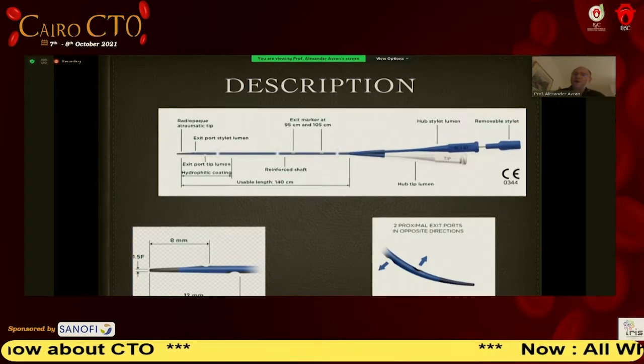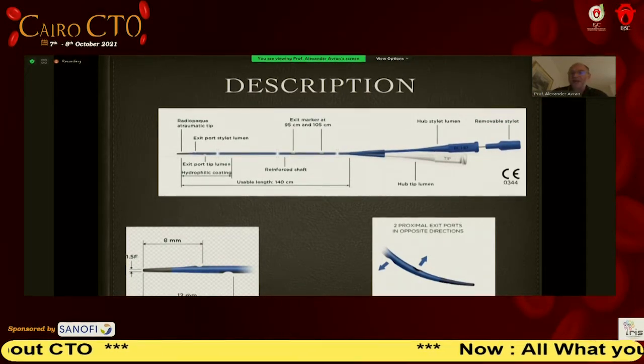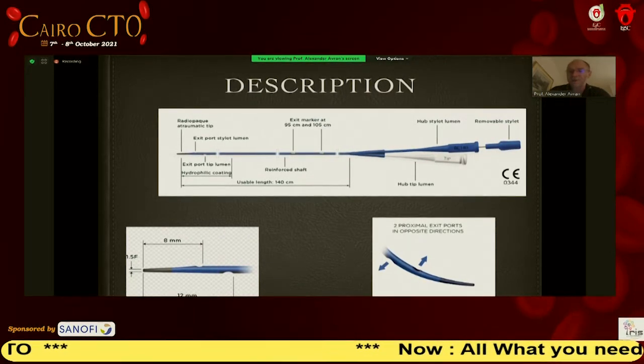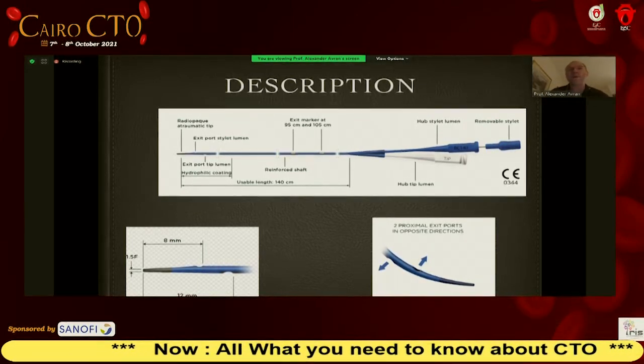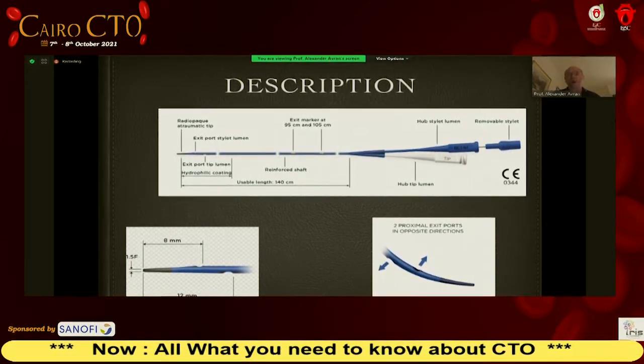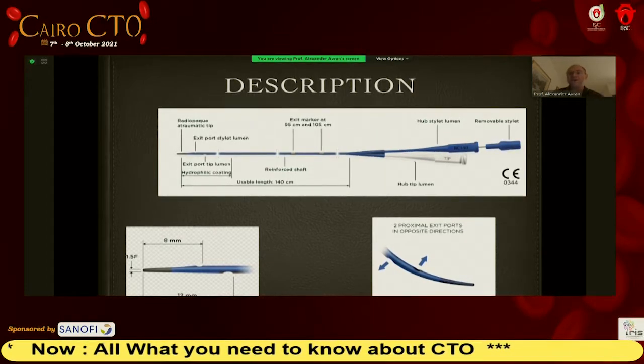Recross is a dual lumen microcatheter, and the difference between this one and all the other dual lumen microcatheters is that there is not a monorail part and an over-the-wire part. There are only two over-the-wire parts.